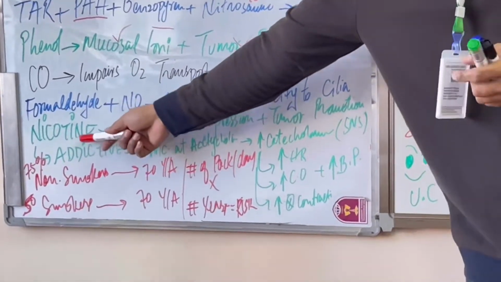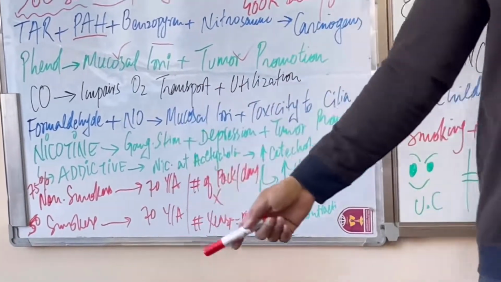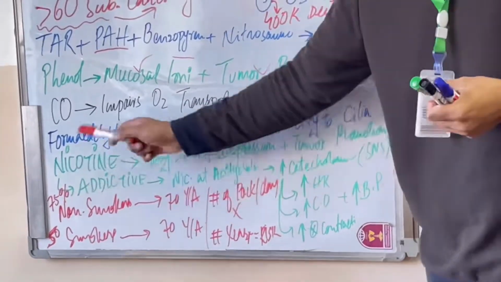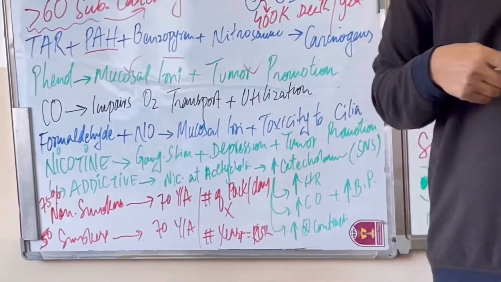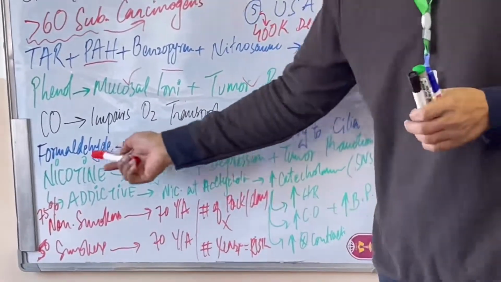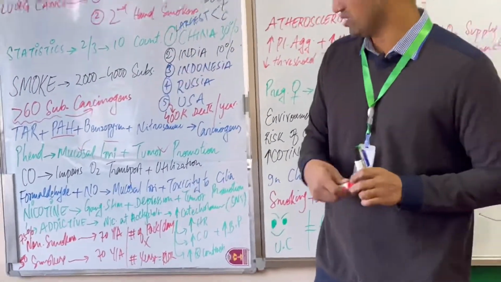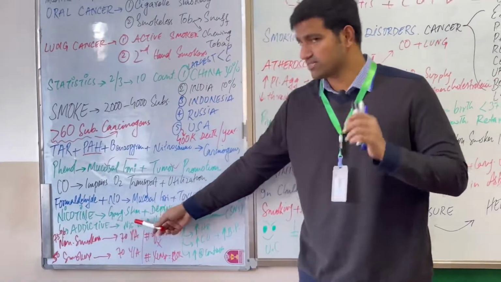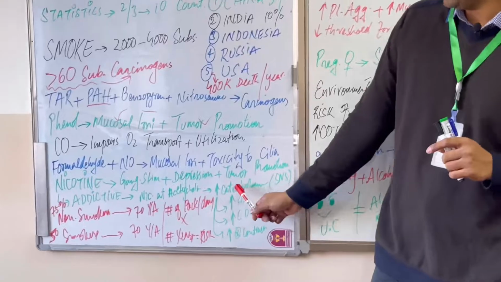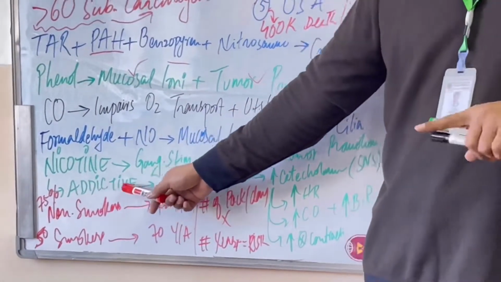And then lastly, we have nicotine. This is the most notorious substance in cigarette smoke due to its characteristic of addiction. If we remove this substance from the smoke, it would be absolutely easy for everyone to quit smoking. But due to the presence of nicotine in the smoke, it is very difficult for smokers to quit smoking. And what does nicotine do? It stimulates the ganglia. It leads to depression and tumor promotion. It is addictive. That is why it is very difficult for smokers to quit smoking.